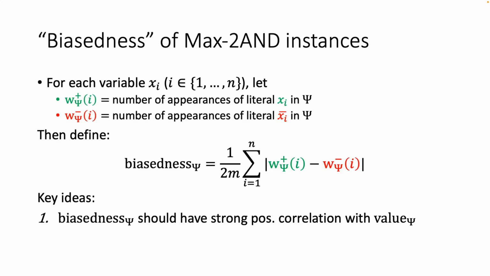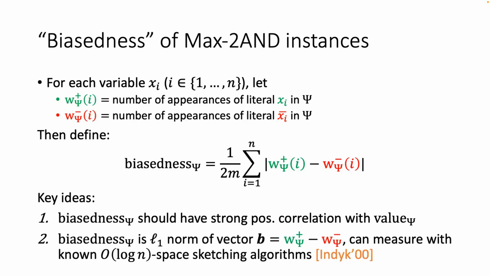The reason this is convenient is a magical observation made in a paper of Santoshini and others from 2017: this biasedness quantity is the L1 norm of a certain vector. You can think of a vector indexed by variables, where the entry for any variable is the difference between its positive weight and its negative weight. So this is simply a scaled L1 norm of this vector. And L1 norms of vectors can be measured by small space sketching algorithms in the streaming setting. This is a very famous result that we can just use as a black box.